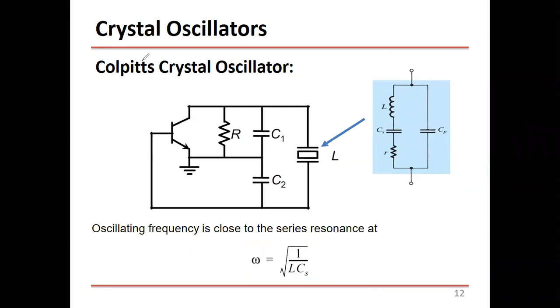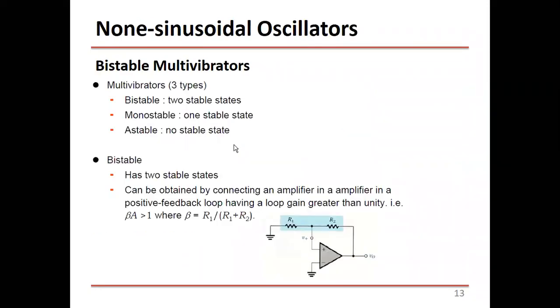So this is all about the crystal oscillators. Do you have any questions? So now we finished the sinusoidal oscillators. This is the first category of circuits, those that generate sine waves, the sinusoidal waveform. Now we move to non-sinusoidal oscillators. Do you have any questions for the previous part?